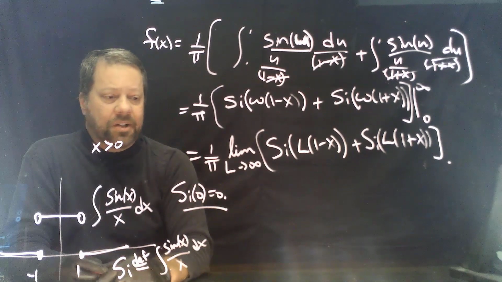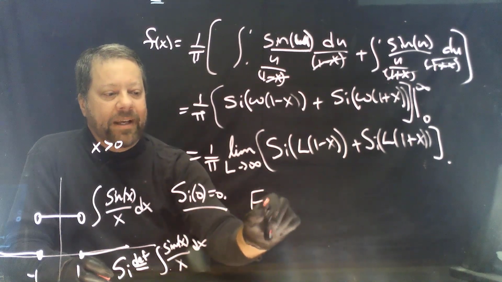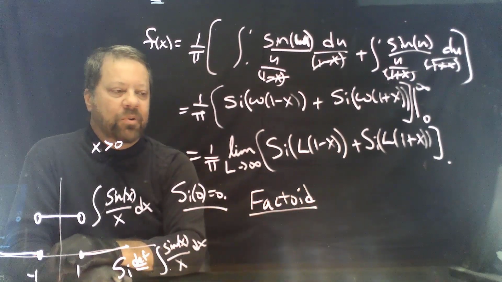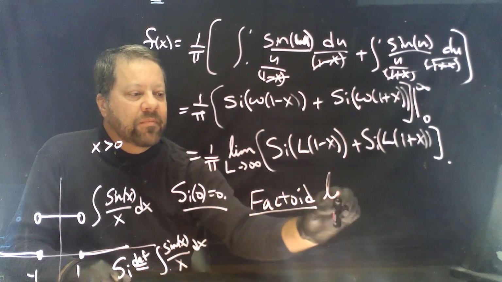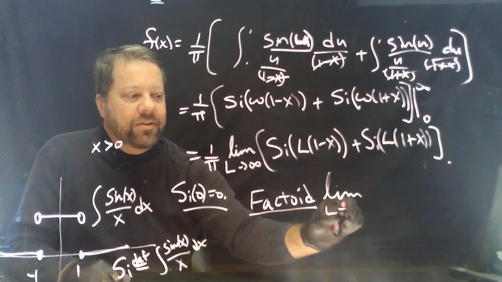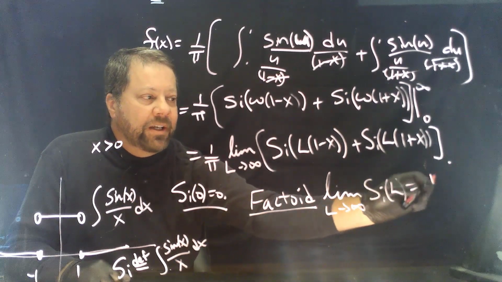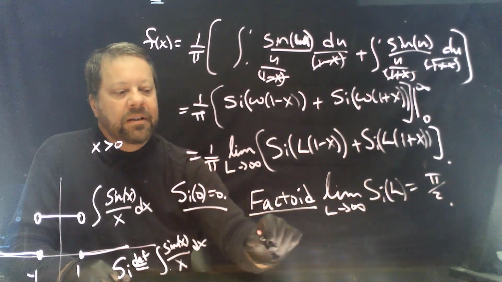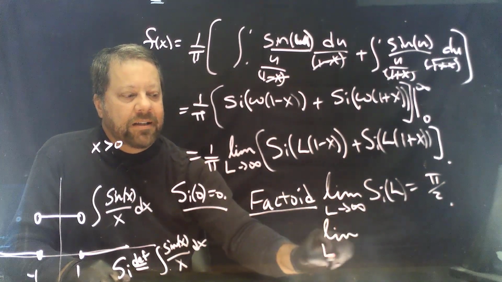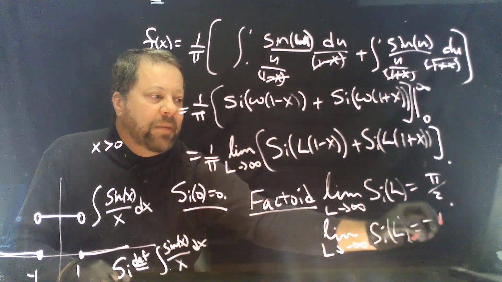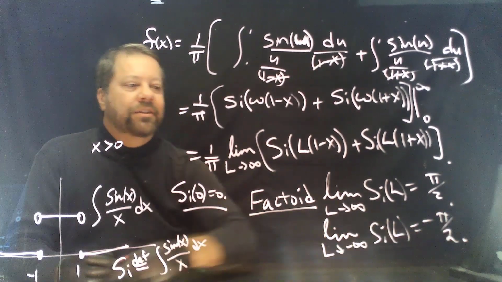And to this discussion, we need to add a certain factoid, something that can be proved that we're not going to do right now. If you take the limit as L goes to infinity of the sine integral of L, you get pi over 2. And if you take the limit as L goes to minus infinity of the sine integral of L, you get minus pi over 2.